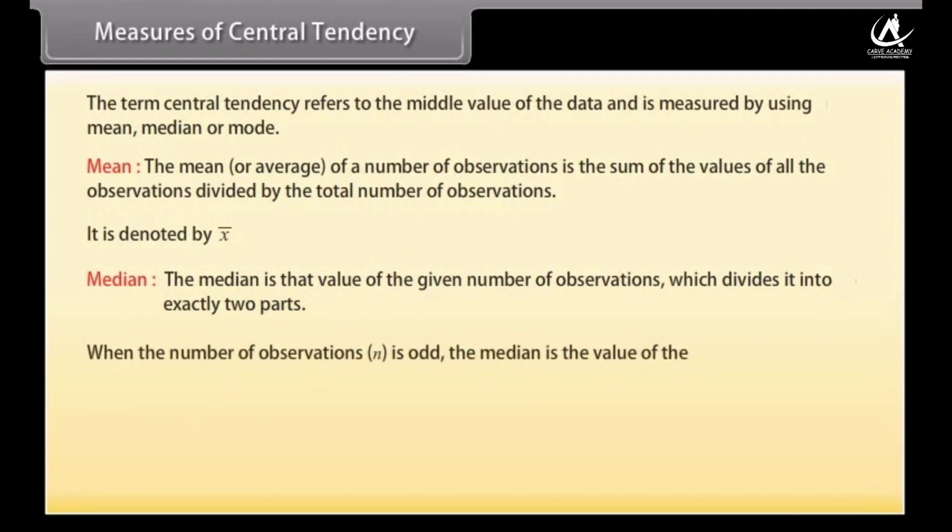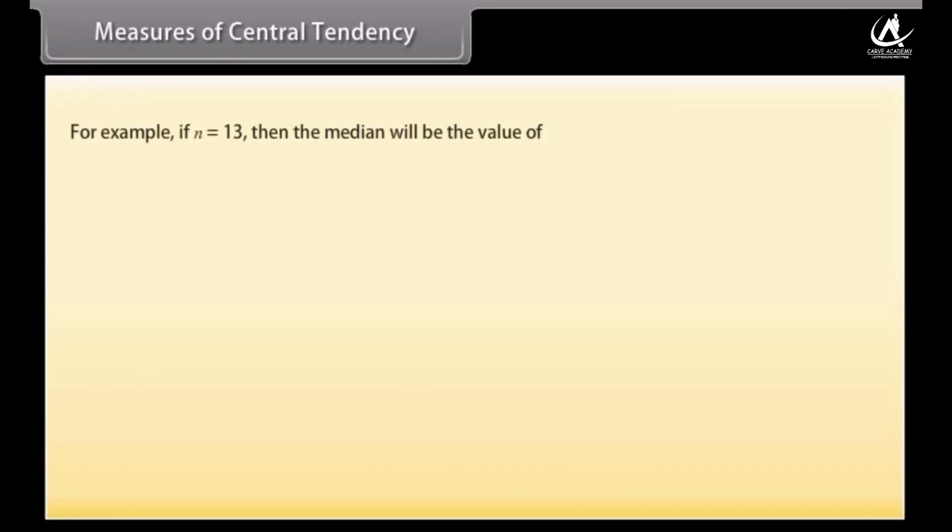When the number of observations, that is n, is odd, the median is the value of the (n plus 1) whole upon 2th observation. For example, if n is equal to 13, then the median will be the value of the (13 plus 1) whole upon 2th, that is, 7th observation.